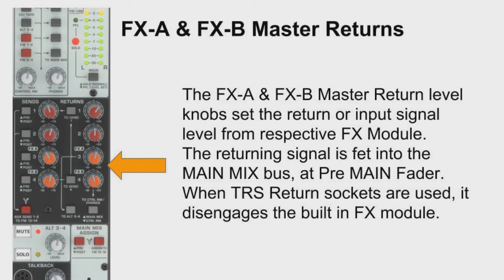The FXA and FXB master returns set the level of the signal coming back from the FX modules, and they are fed into the main mix bus at pre-main fader level. When you use the TRS return sockets, it disengages the built-in FX module, and like the auxiliary 1 and auxiliary 2 returns, they too can be used as returns for effects or line level signal.